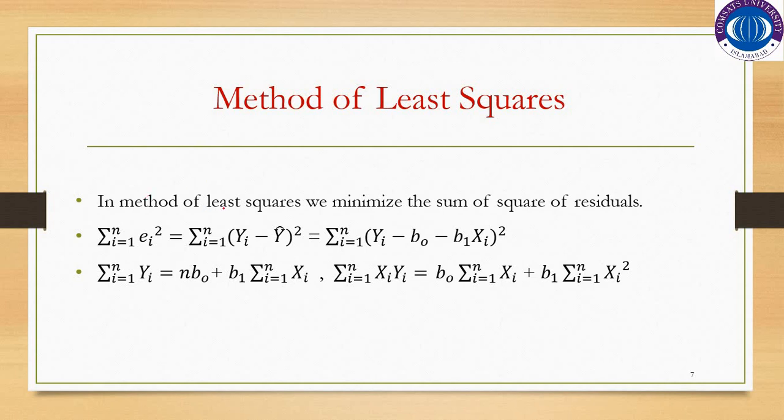So in the method of least squares, we minimize the sum of squares of residuals. What are the residuals? A residual is basically the difference between the true value and the estimated value.